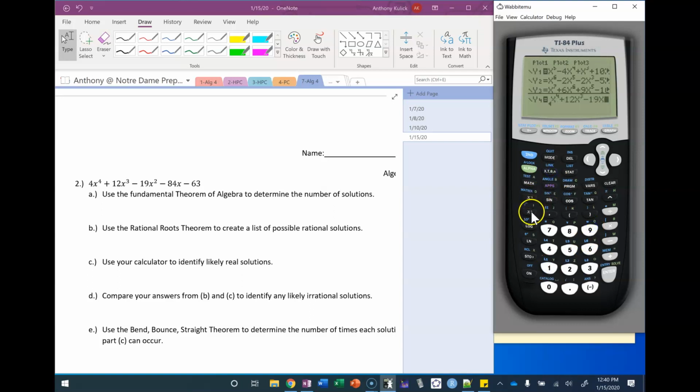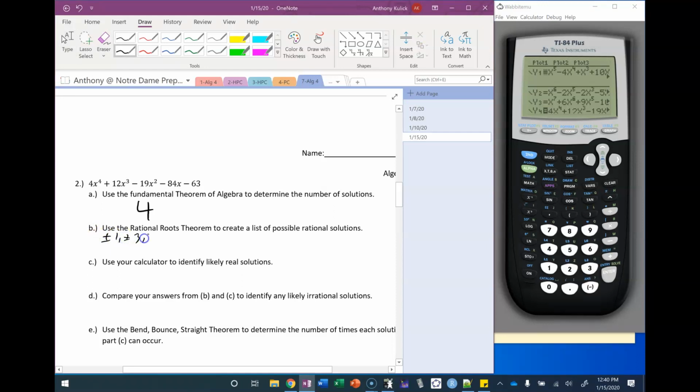4. Very good. How'd you get 4? It's the biggest exponent. Good. Okay. How about the list of possible rational solutions? This one's going to be kind of long, right?